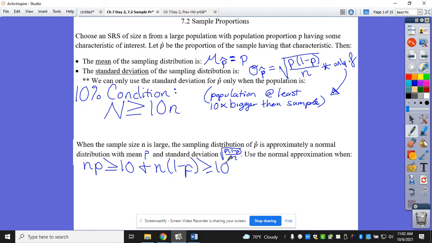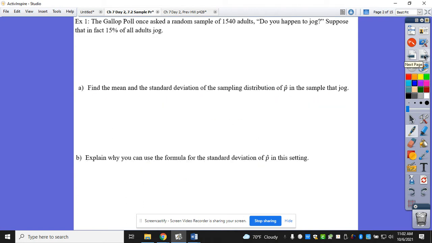Alright, so we're going to apply these things to an actual problem. A Gallup poll once asked a random sample of 1,540 adults whether they jog. Suppose that in fact 15% of all adults jog. I didn't leave you space for this, and I don't need you to write it, but what would our population be here? Adults. What would our sample be here? Adults asked by the poll.